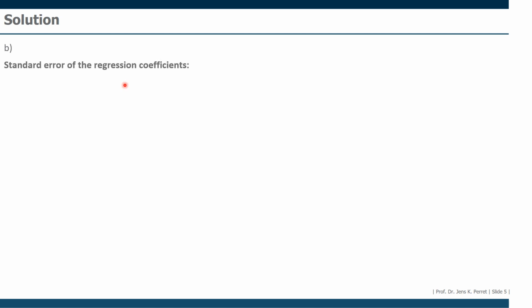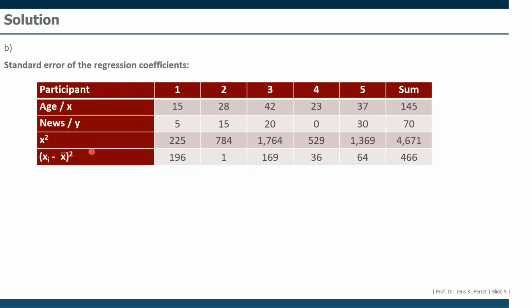So for the regression coefficients, same table as before, again with the sums, but I have to add something here. I have to add the row with the squared x values, and I need the sum thereof, and I need to calculate the square of each x value minus the average of x. Again, putting all these values here and taking the sum at the end.